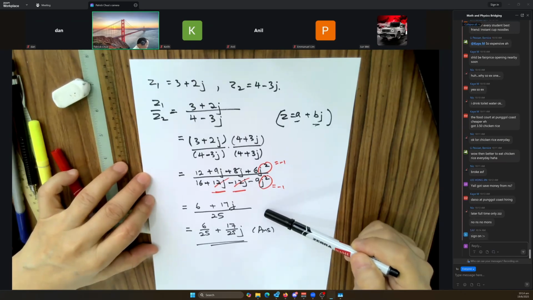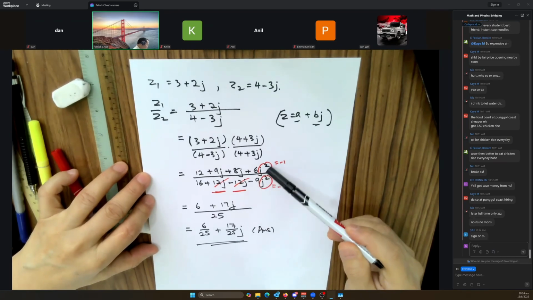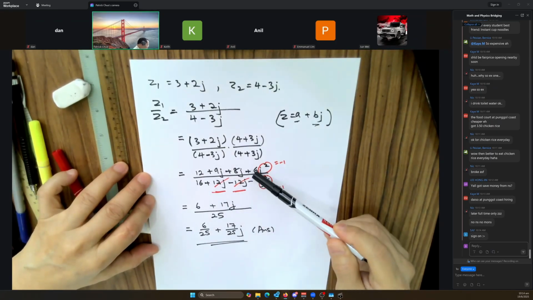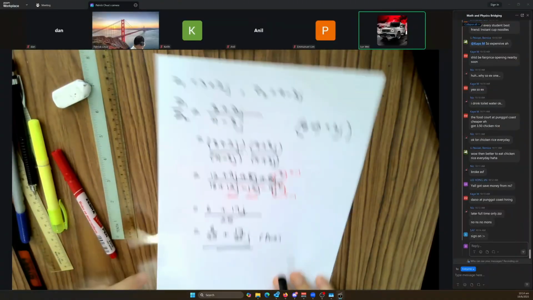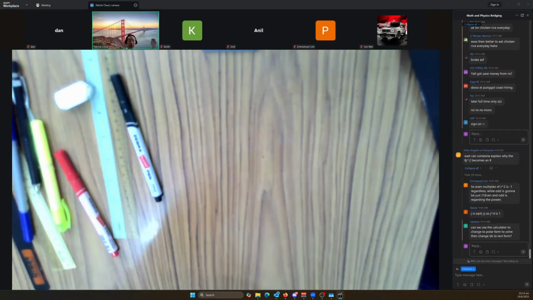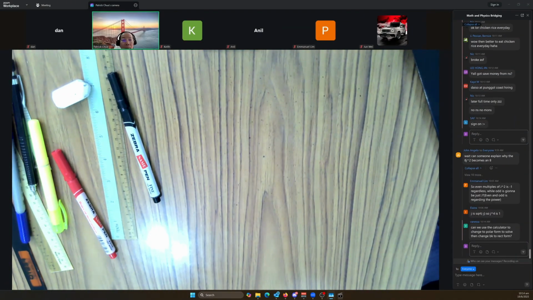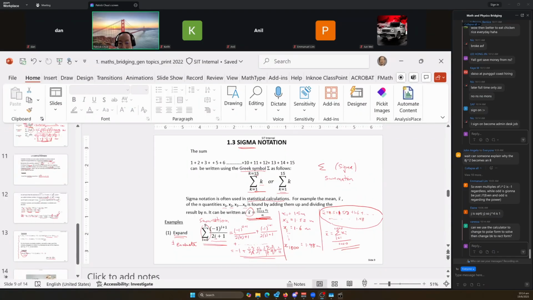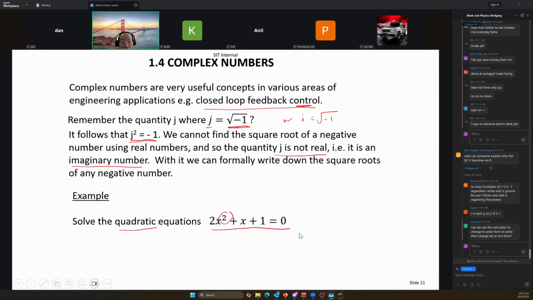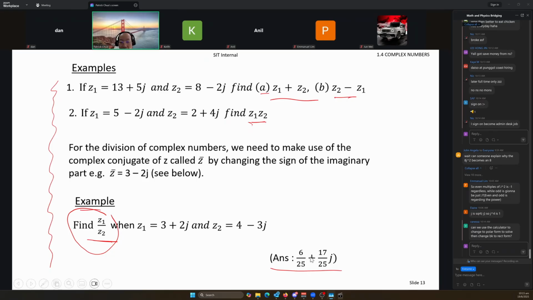Oh, this is 6j squared. 6 times -1. Oh, yeah, the negative one. So it's -6. 12 minus 6, so 12 gives you minus 6. Okay, thank you. Back to the screen. Okay, so that's the answer.